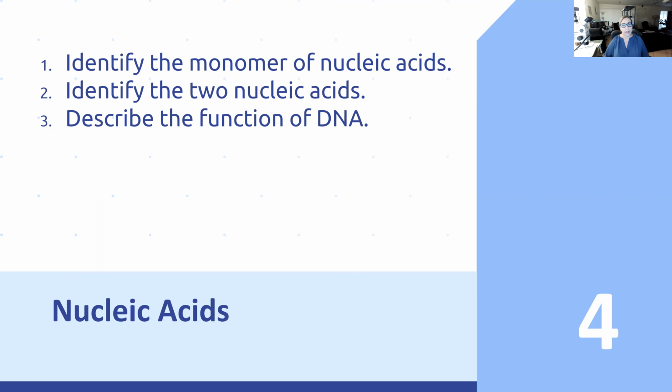Now this is a group of biological molecules just like proteins and carbohydrates. So for this group, you need to be able to identify the monomer of a nucleic acid. You need to identify the two nucleic acids that I'm going to discuss and the function of DNA. So just a reminder, the monomer of a carbohydrate, it's also called a monosaccharide or simple sugar, and that is glucose, fructose, and galactose. The monomer of a protein is an amino acid. Many amino acids together form a polypeptide.